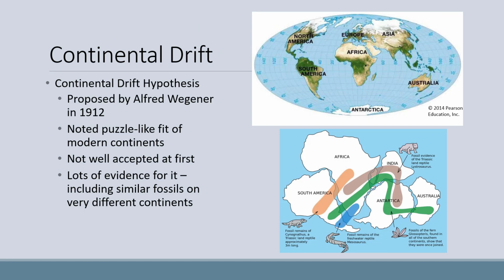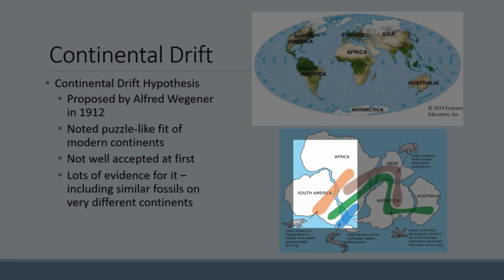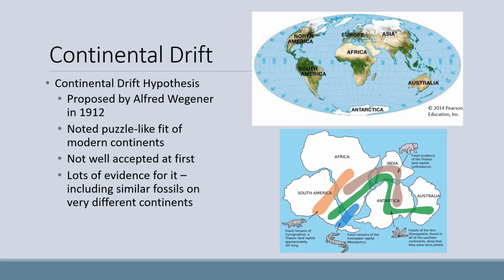Before knowing about plate tectonics, which we haven't actually learned about yet in this lecture, but we will, Alfred Wegener proposed the continental drift hypothesis. He noted the puzzle-like fit of modern continents. See how the east coast of South America looks like it could fit along the west coast of Africa? Well, he proposed that the continents were able to drift around. Like many groundbreaking ideas, it wasn't well accepted at first, but there was a lot of evidence for it. In addition to the way that the continents look like they could fit together, there are similar fossils on very different continents that are best explained by the continents being connected in the past.